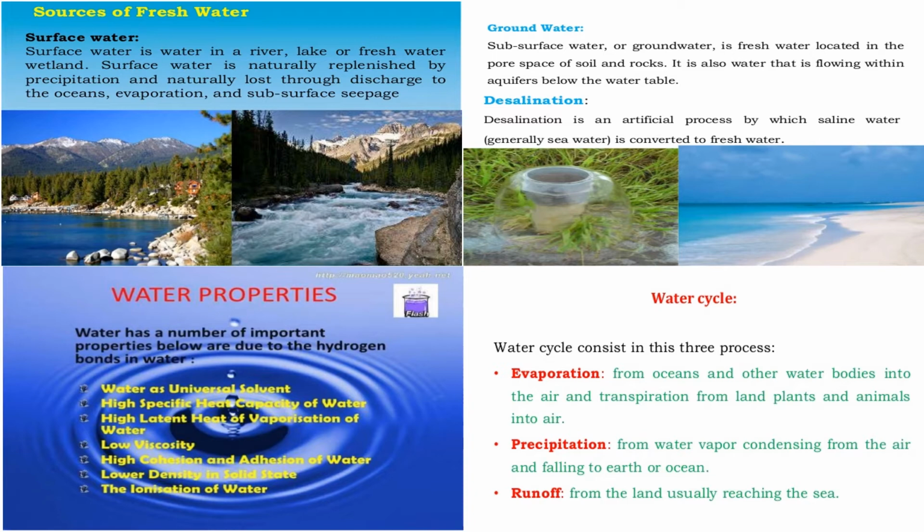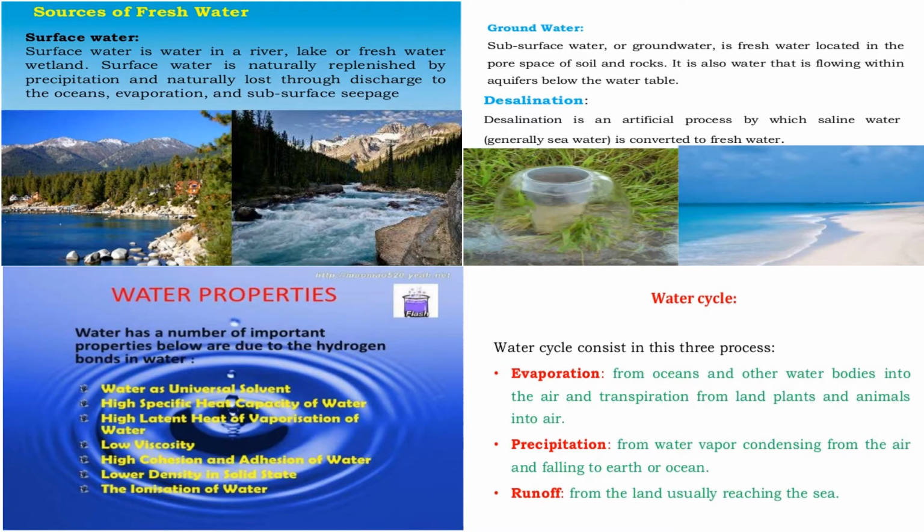Properties of water. Water has a number of important properties. Water as a universal solvent has high specific heat capacity, high latent heat of vaporization, low viscosity, high cohesion and hydration, and lower density in the solid state. The ionization of water takes place.